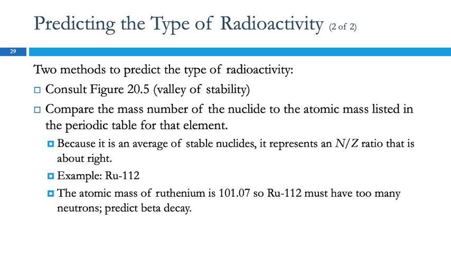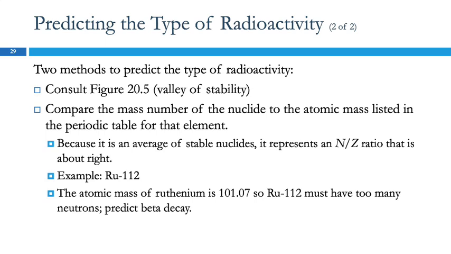So one way you can do this is you can look at figure 20.5, the valley of stability. The other method is you can compare the mass number of the nuclide in question to the atomic mass listed for that element on the periodic table. The atomic masses on the periodic table are the average of all the stable nuclei.